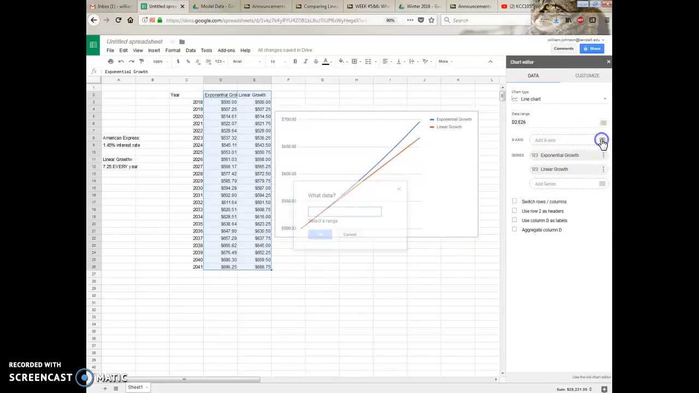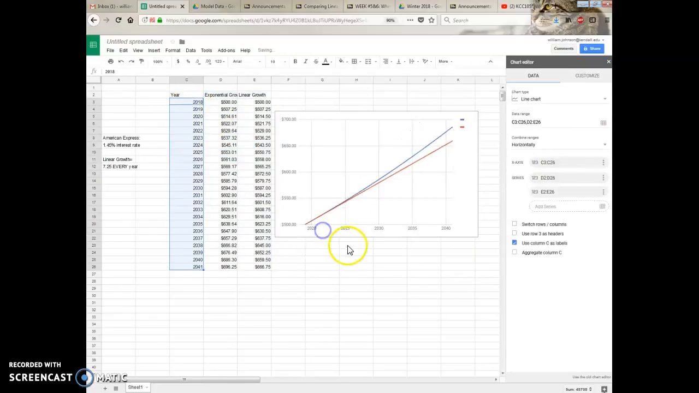Yes, I do. Click the tic-tac-toe grid. It says what data? The x-axis, I want to be the years. So I highlight all the years, hit OK, and there we go. Nice. This gives me a way to say over time, so by 2040, you got that much difference in the money. So if you can hold out 20 years, your money's going to grow a little bit.